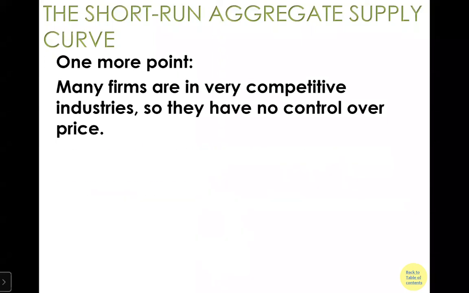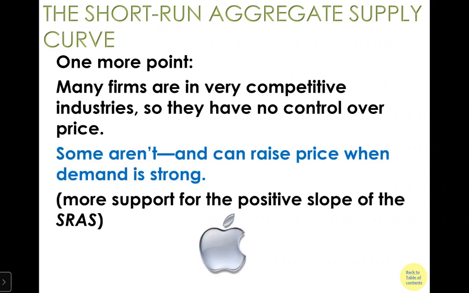Now if we consider reality, many firms are competing in a very competitive industry, so they have no control over price. But some are not. Just think about Apple, right? They have market power. If the demand is strong, they can raise the price. So that is going to make this upward slope trend even stronger.